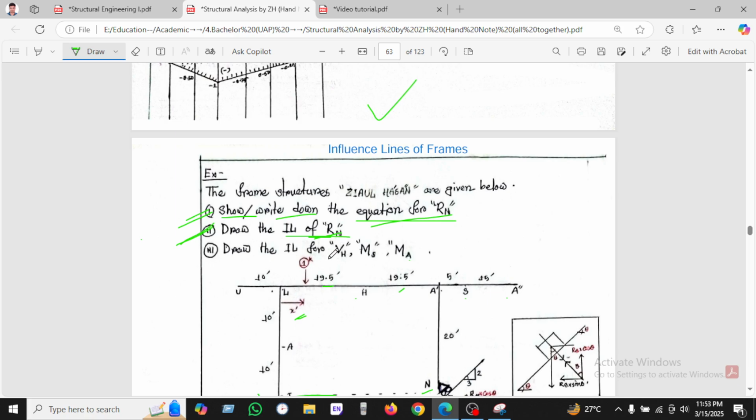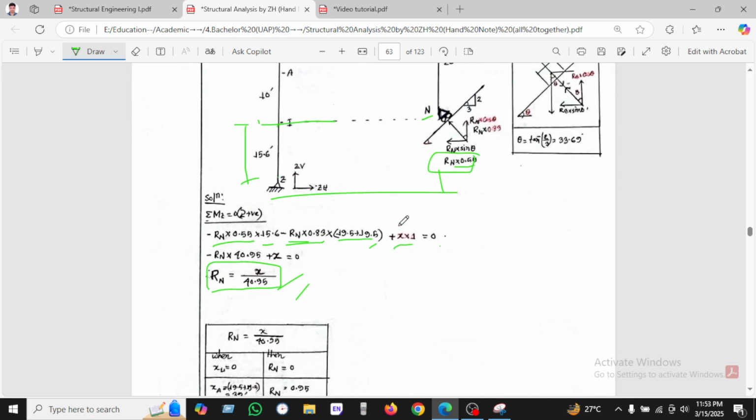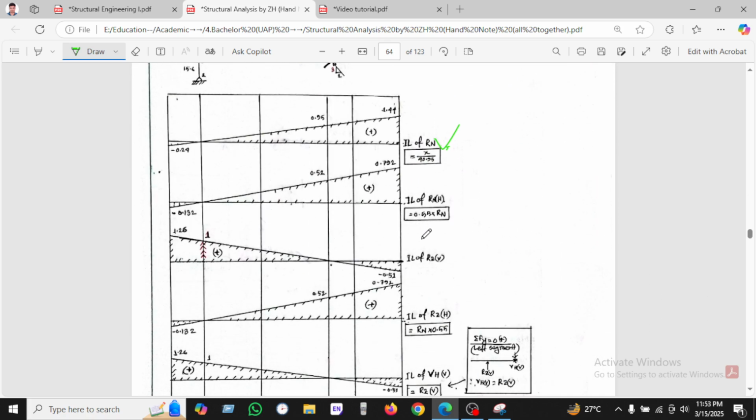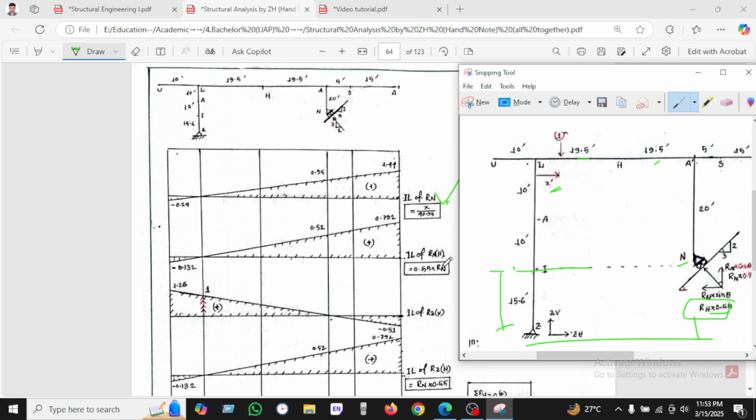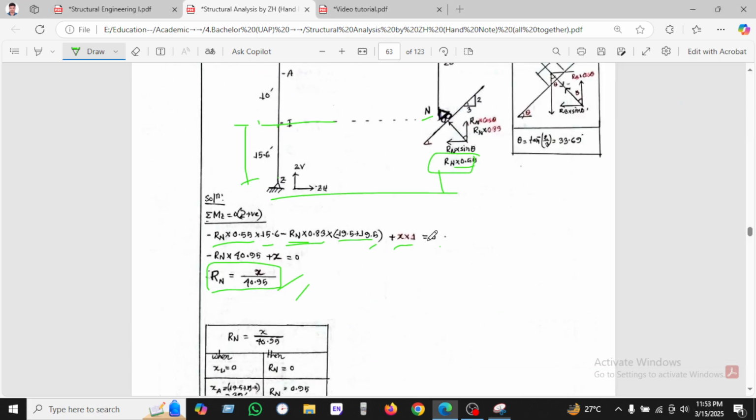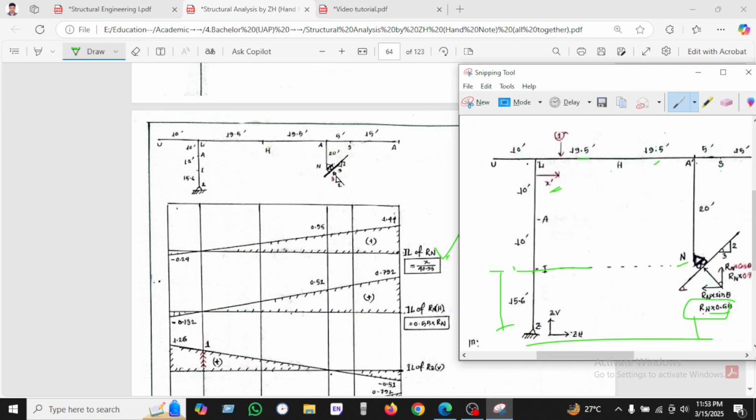So now we will draw the influence line of Bs, that means this, and M is this moment here and the moment here. So let's see how we calculate. We are drawing the influence line here. The influence line of Rn is horizontal, so if we are getting the value of the horizontal, as we know, Rn into 0.55. So if I go here, this is Rn equal to 0.55, and we are getting the point.